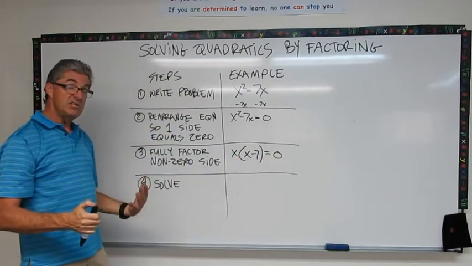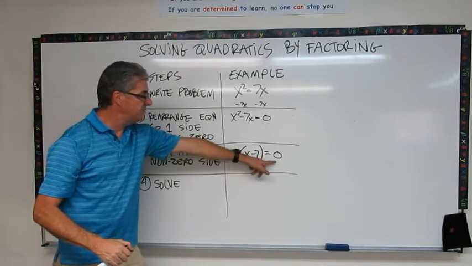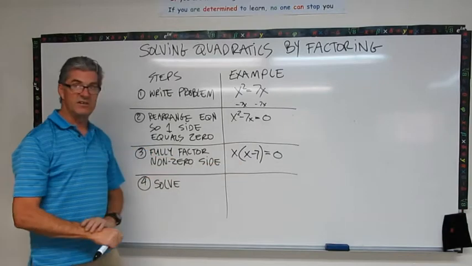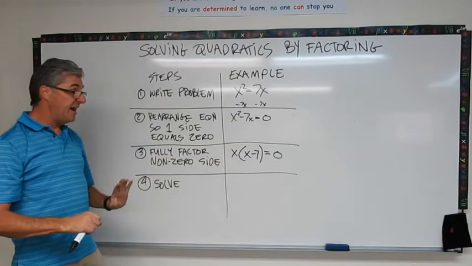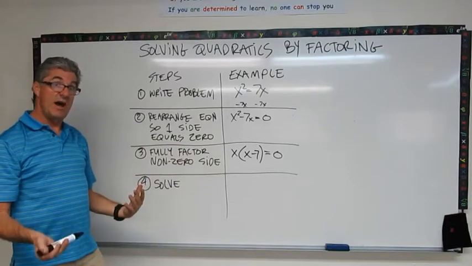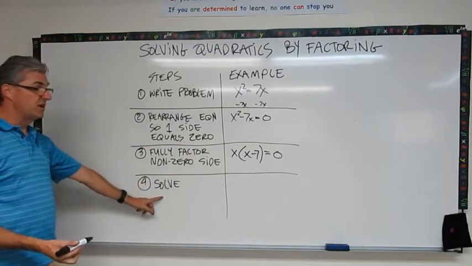So I haven't changed my equation. It's still set equal to 0. This is equivalent to this. It's just that now it's factored. Now, this is of a form from our last lesson, and you know how to solve that. So that's why step 4 is just solve.